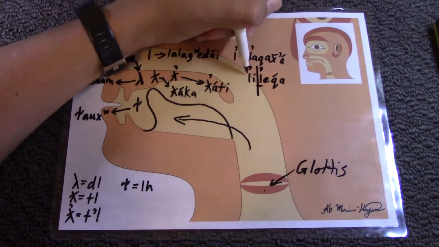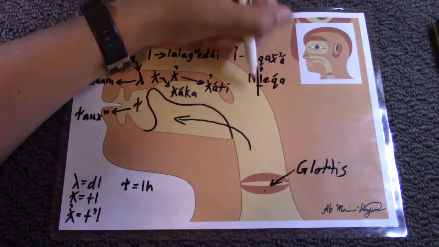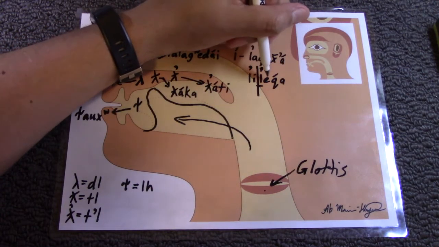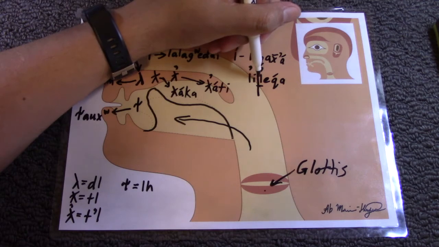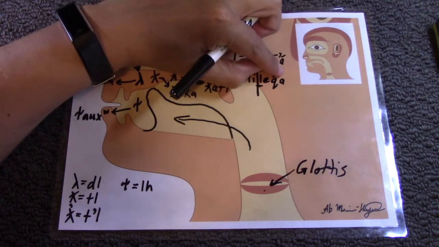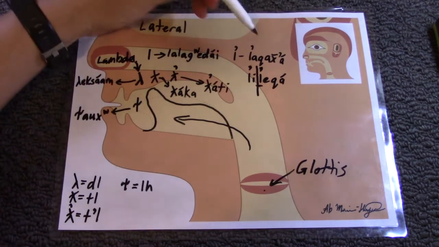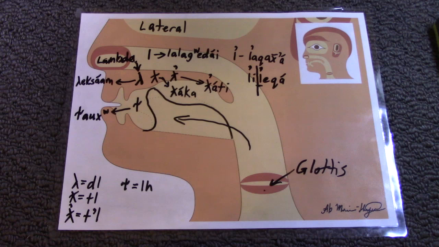So there's kind of a pause. You say li, then you close your glottis, which is basically holding your breath, very, very quickly releasing the next L. Li'laka. Li'laka. We put that symbol in the wrong place. Li'laka. So those are lateral sounds.